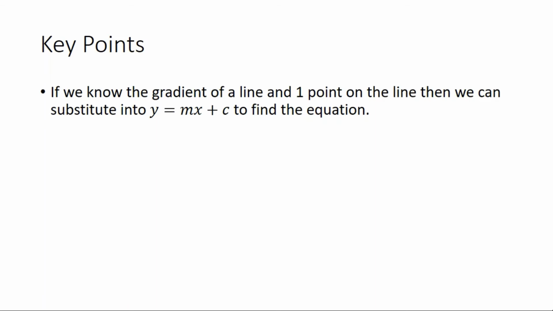Okay, the key points from this video. If we know the gradient of a line and one point on the line, we can substitute into y equals mx plus c to find the equation of the line. In this case, we were using this fact for perpendicular lines. So we worked out the gradient of the line by using the fact that it was the negative reciprocal of the gradient of the original line, and then we substituted in the values from one point.